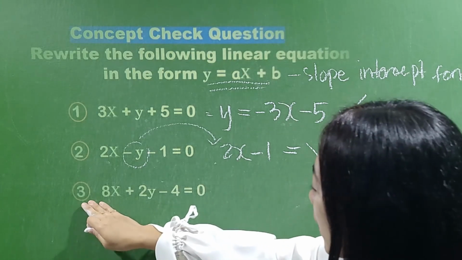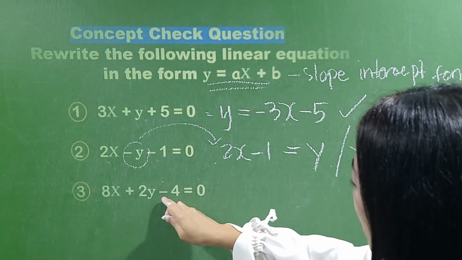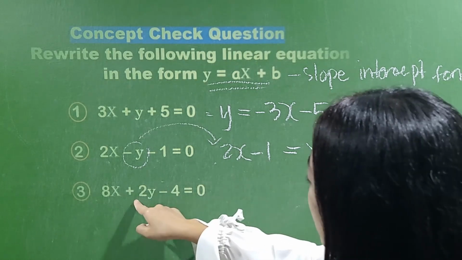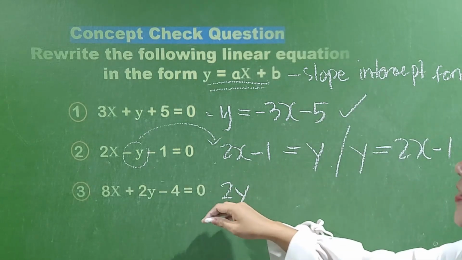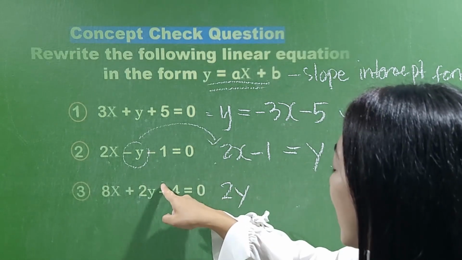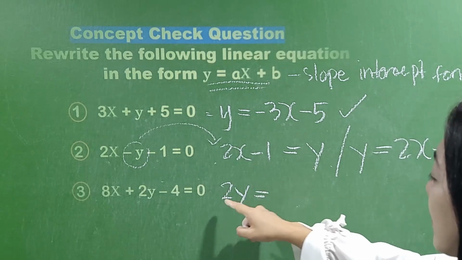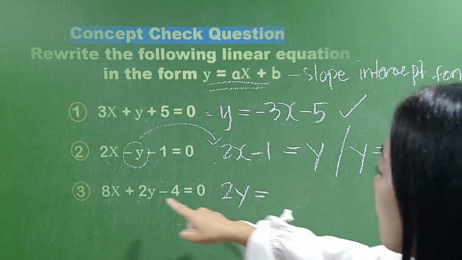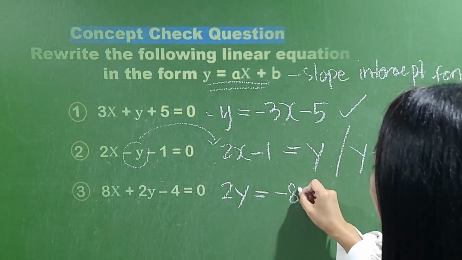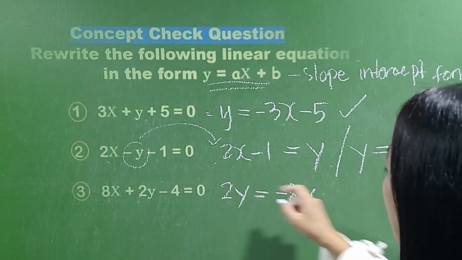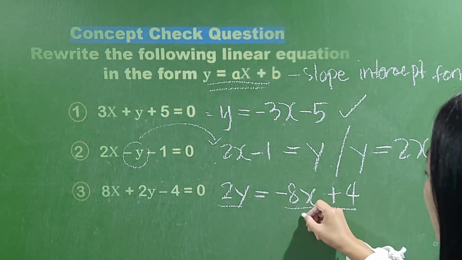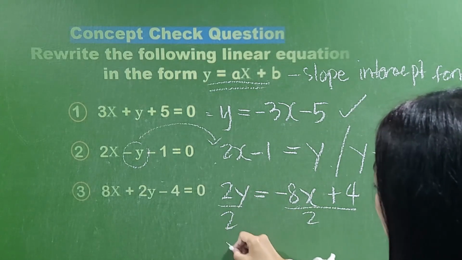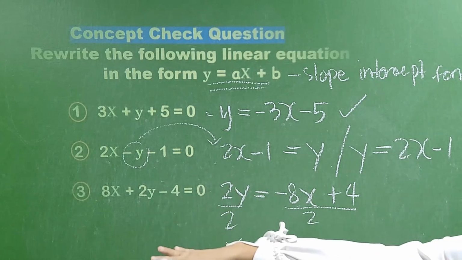Okay, for number 3, this is 8x plus 2y minus 4 is equal to 0. So 2y stays on the left side. We have to move 8x and negative 4 to the right side. So this is 2y is equal to negative 8x plus 4. Okay, we will be dividing both sides by 2. So we now just have y on the left side.